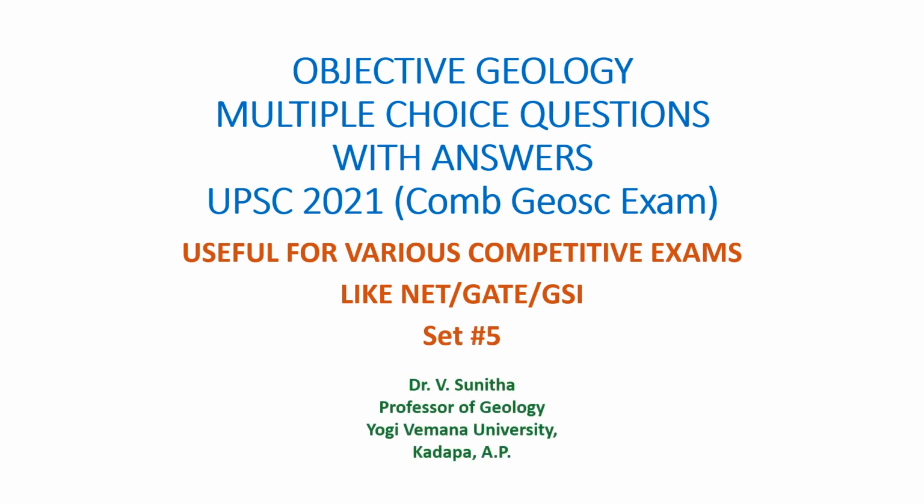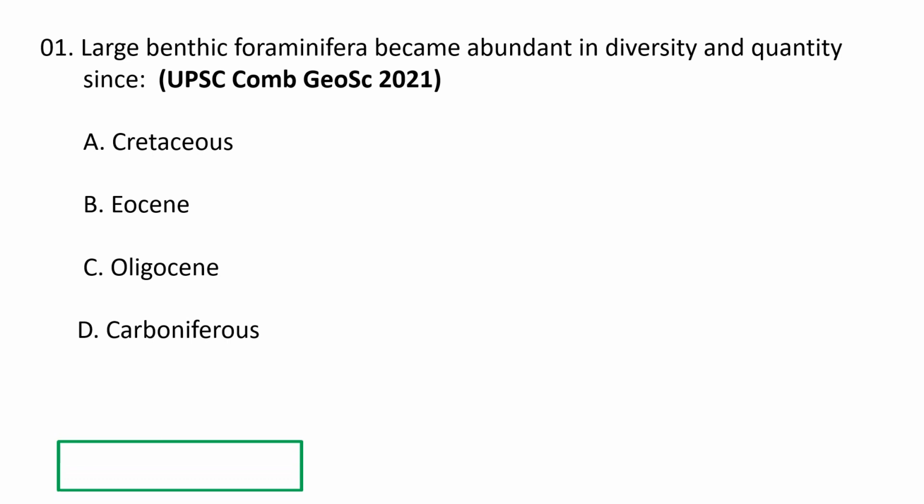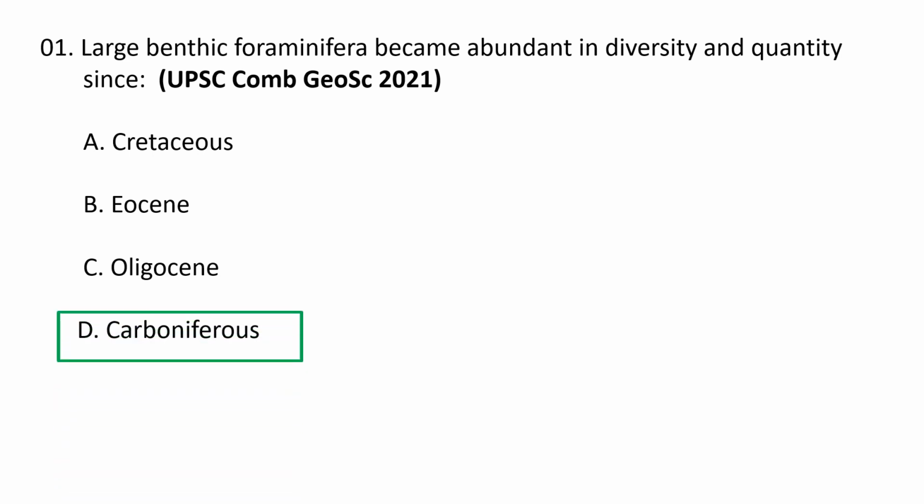Welcome to Set 5. Coming to the first question. Large benthic foraminifera became abundant in diversity and quantity since A. Cretaceous, B. Eocene, C. Oligocene, D. Carboniferous. So the correct option is Carboniferous.